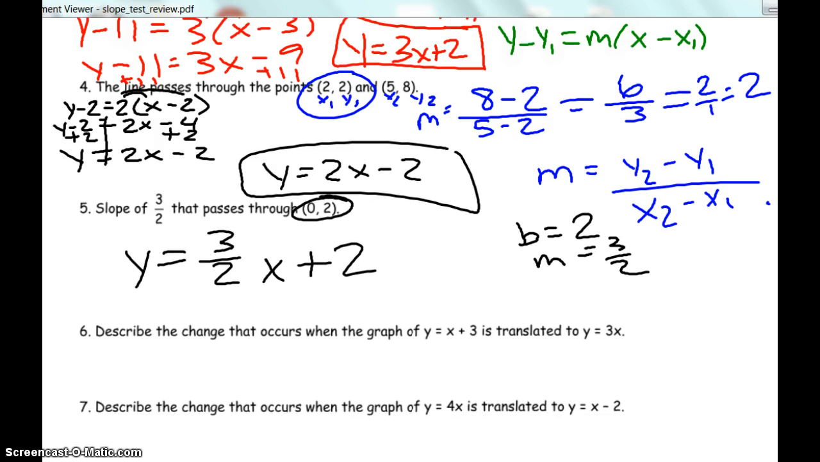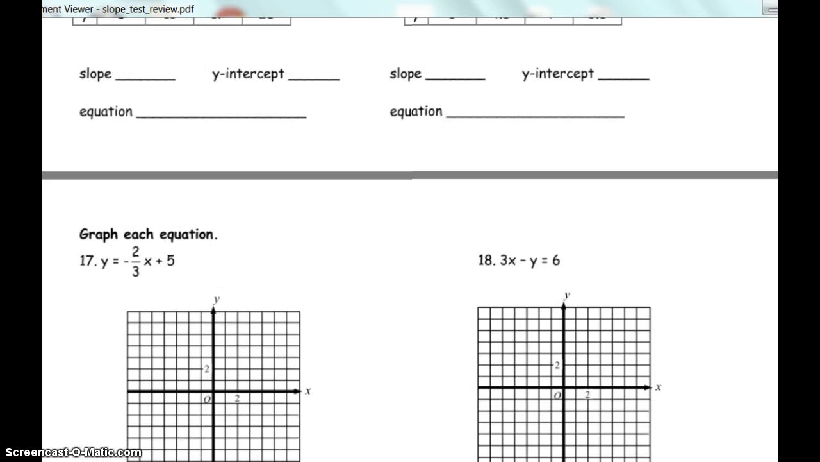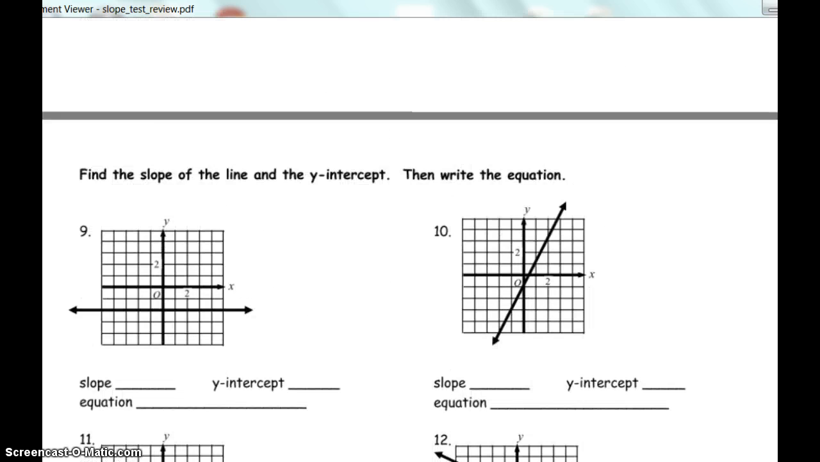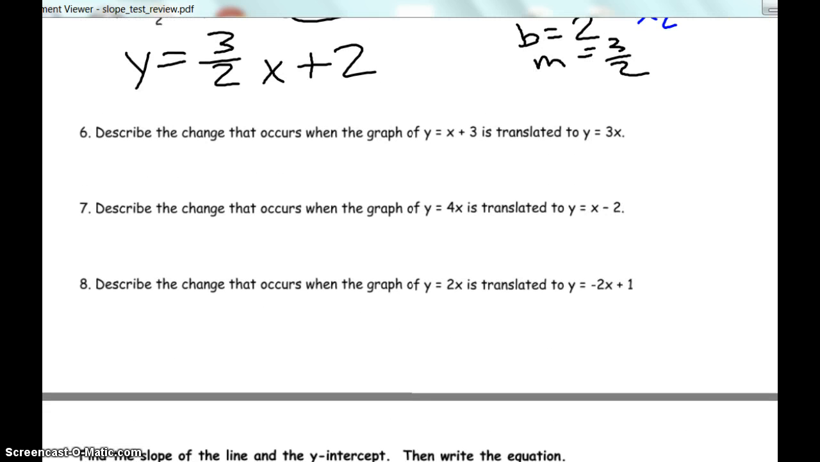Number 6 says describe the change. Okay, I wonder where this is. It says describe the change that occurs when the graph of y equals x plus 3 is translated to y equals 3x. This is one you can plug into the calculator and see the different changes, or we can just think about it. We actually did a station like this week before last.